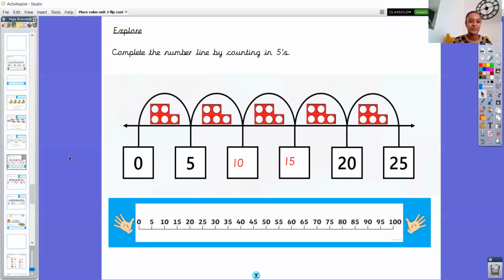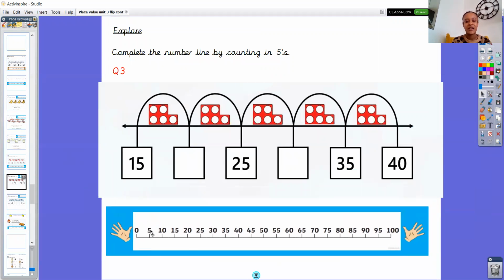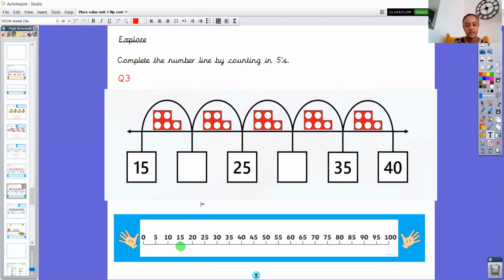Brilliant, well done. Okay, question 3, and it's your turn now, okay? So see if you can fill in these missing numbers. We're starting on 15 this time. Here it is on the number line. Starting with 15, see what those 2 missing numbers are. So I'd like you to write this one down. So please pause the video now to do that.